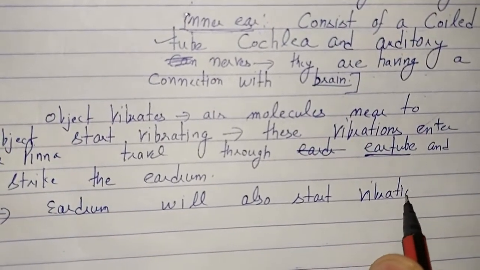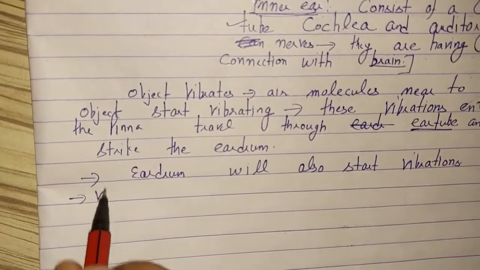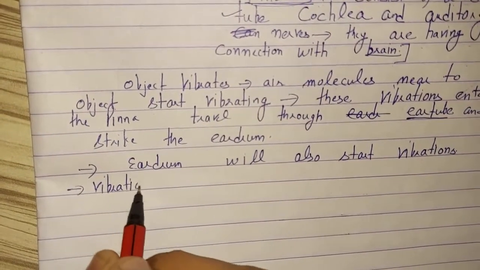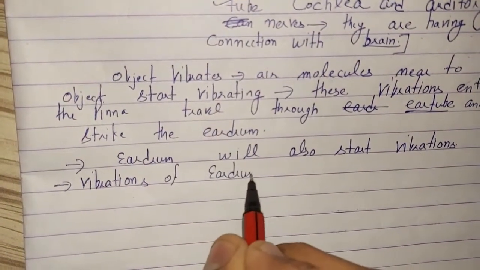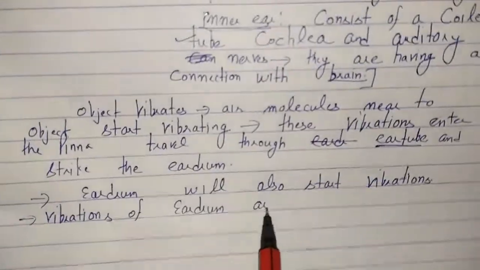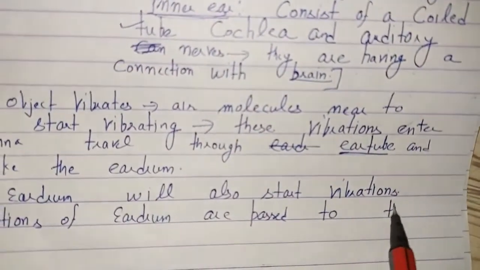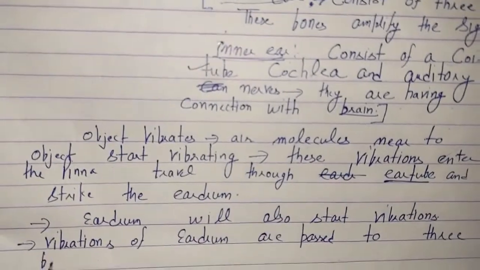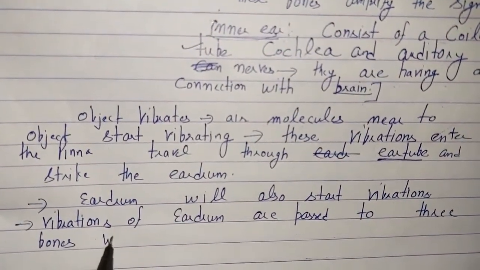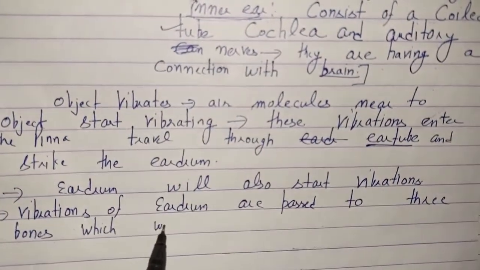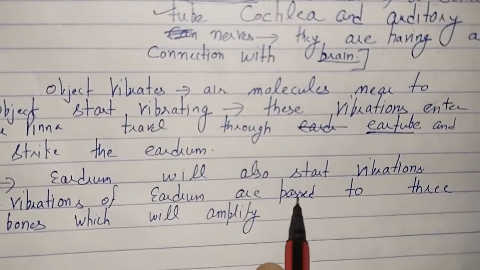The vibrations of the eardrum are passed to the three bones, which amplify the vibrations. Amplify means they increase the amplitude of the vibrations.